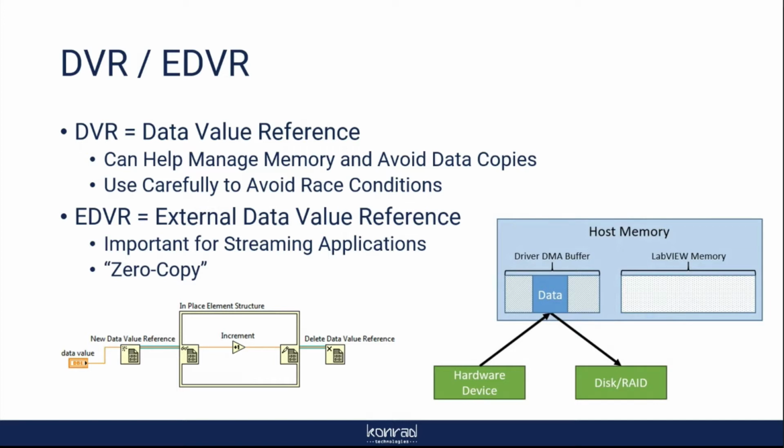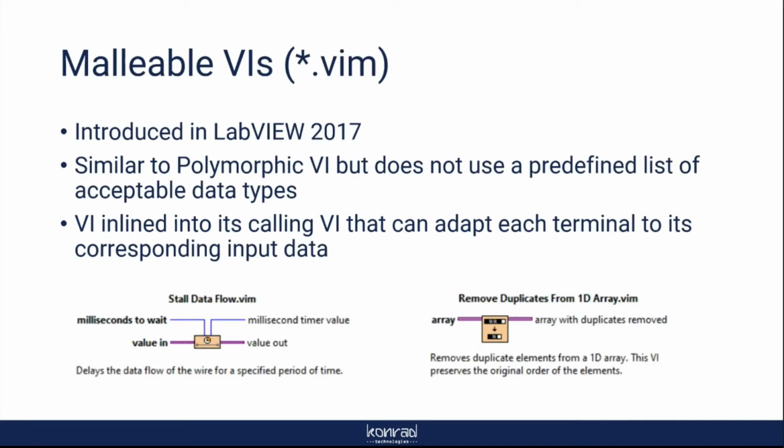The eDVR is very similar, and this became very important for our high throughput streaming. It's called zero copy by NI, but we're going directly within the driver DMA buffer from the hardware to the disk without actually hitting LabVIEW memory. So that allows us to use either DVRs or eDVRs to pass around our data. And believe me, we have a lot of data. At one point, we had close to 5 gigabytes per second going to disk, which is a lot of data.